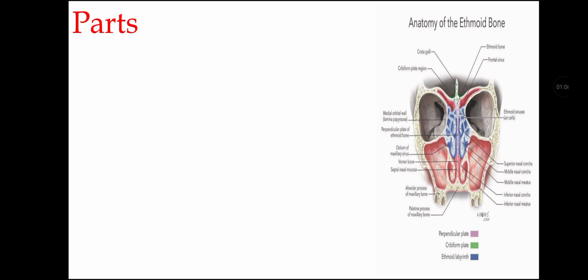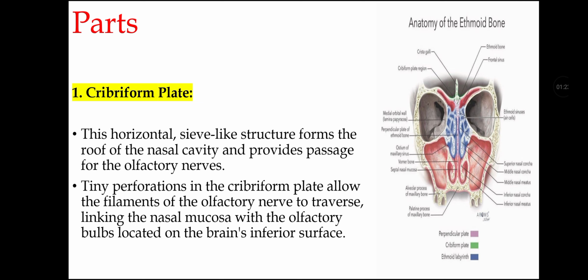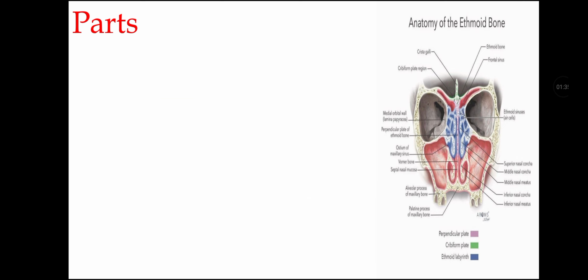Now let's talk about the parts of the ethmoid bone. It includes the cribriform plate, as you can see here in the diagram. The upper red portion, the side plates, are the cribriform plate, the horizontal sieve-like structure that forms the roof of the nasal cavity and provides passage for the olfactory nerve. These are tiny perforations in the cribriform plate that allow the filaments of the olfactory nerve to traverse, linking the nasal mucosa with the olfactory bulb located on the brain's inferior surface.